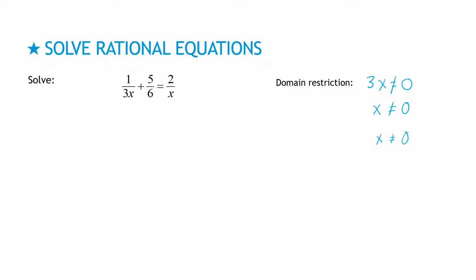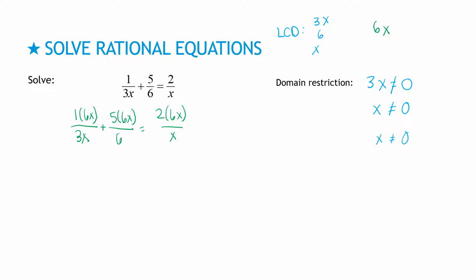Now I'm going to look for my least common denominator. So I'm going to look at the 3x, the 6, and the x. What's the smallest thing all of those can go into? Looks to be 6x. So I'm going to take 1 times 6x over 3x. I'm going to take 5 times 6x over 6. And I'm going to take 2 times 6x over x.